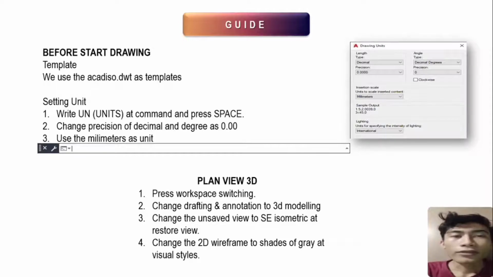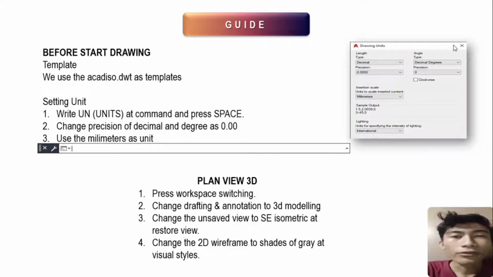Guys, before we start drawing, we must use the template. We use the IKDSO DWT as the template. First of all, we must do the settings. How to set it? First, write your units in commas and space. Second, change the precision of decimal and degree to 0.00. Third, use millimeters as the unit.